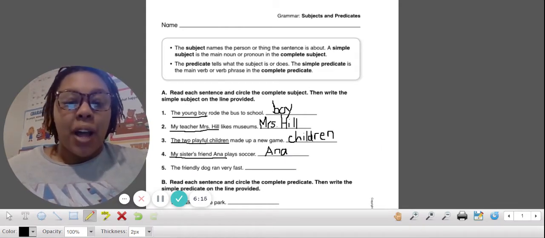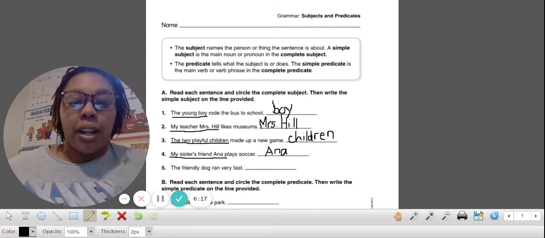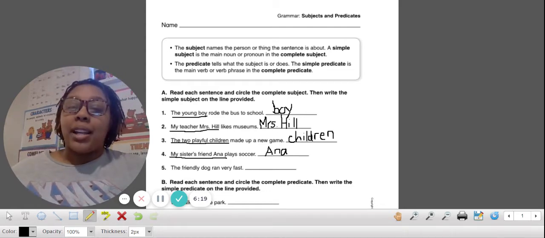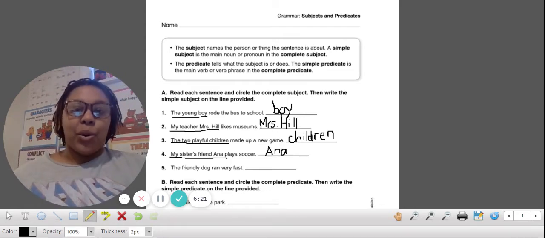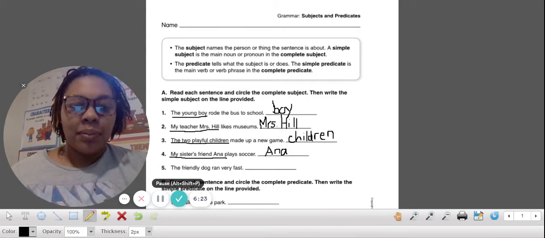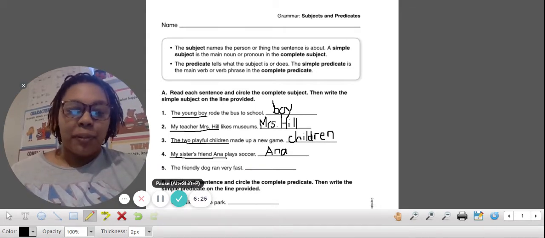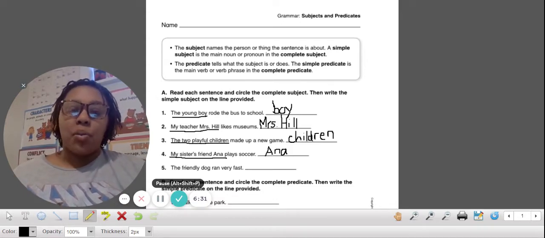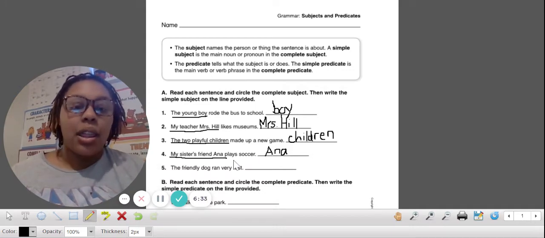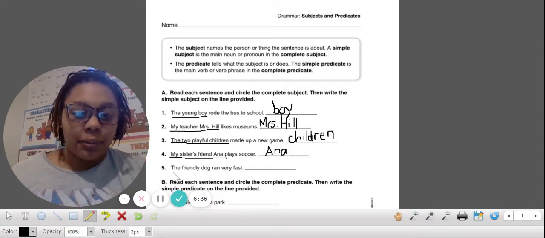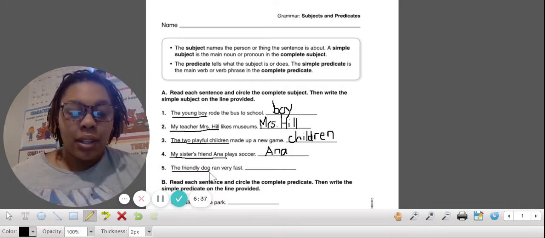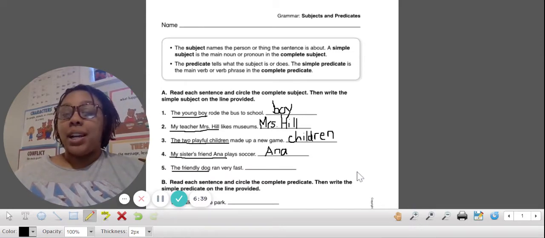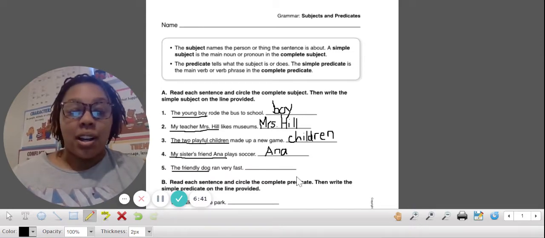All right, and number 5, the friendly dog ran fast. I'll give you a second to fill that one in yourself, and then we'll go over it together. Okay, let's check number 5. The friendly dog ran very fast. Who is the sentence about? What is our complete subject? The friendly dog. What is our simple subject? Just the word dog.